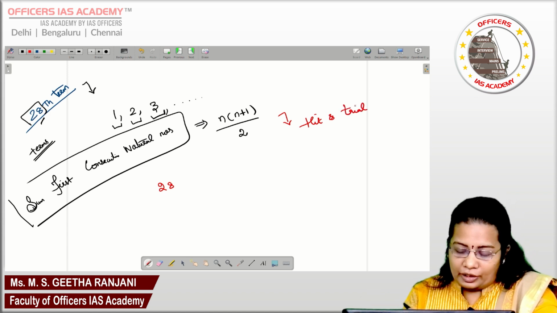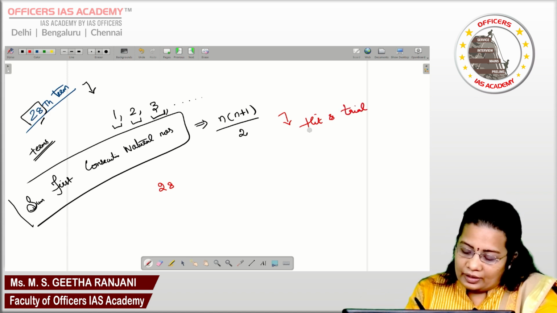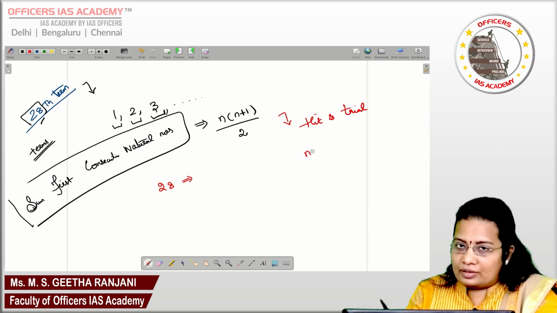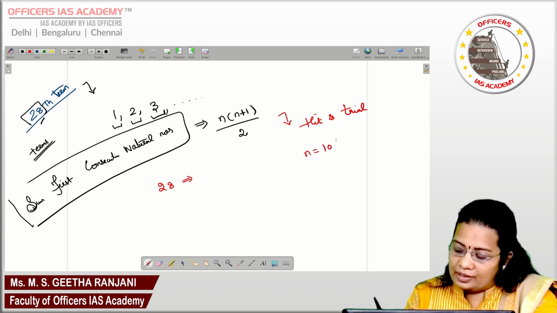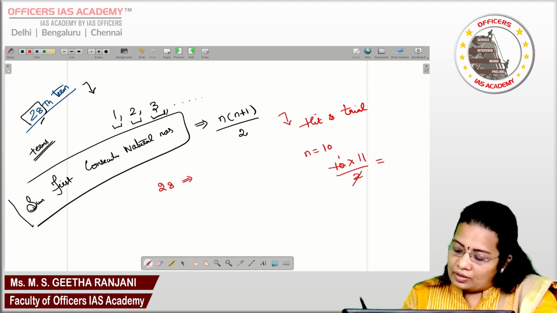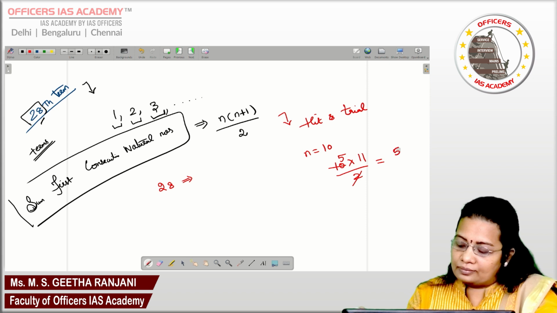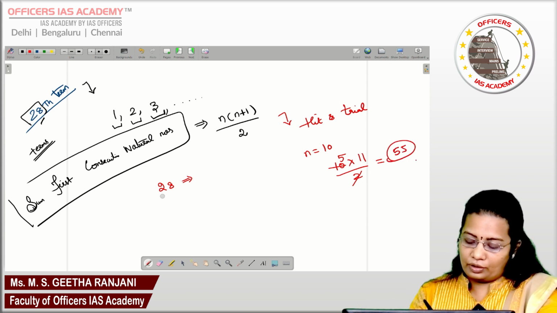Using the hit and trial method, take n as 10. Just check what will happen. n is 10, n plus 1 is 11, by 2. So I get 55 as my answer. But I don't want this. I want a smaller number.